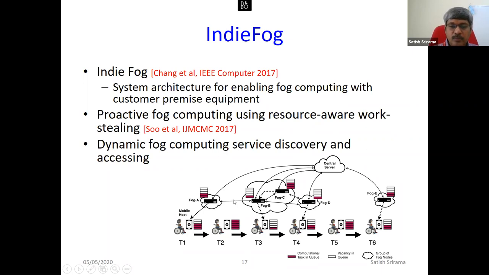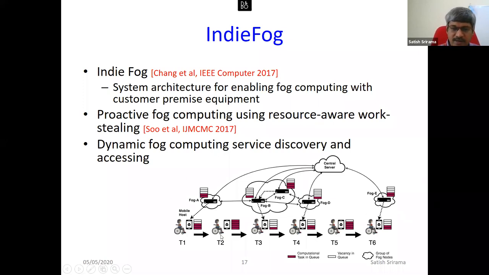So we have proposed a concept called Indie Fog, a system architecture for enabling fog computing using this sort of customer premises equipment. The way I was giving the example, in any street there are certain coffee shops. These coffee shops have these sorts of servers. Whenever they are idle, they can share their processing capabilities, provided such a fog framework is established. So we were proposing this sort of Indie Fog. Traditional models basically fall into something like a grid computing model.